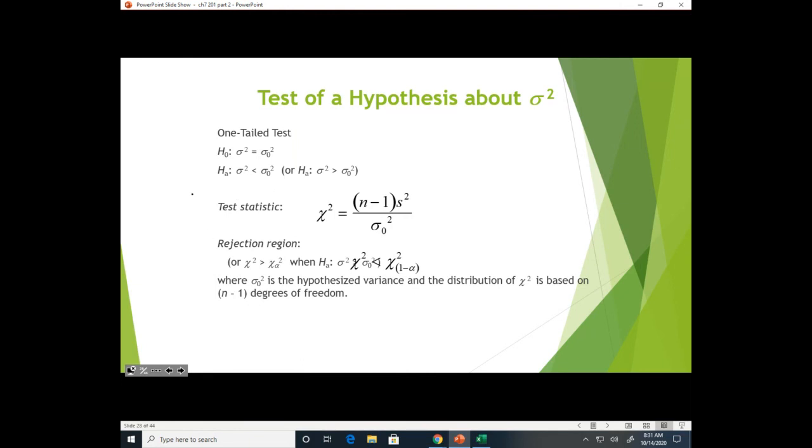Now for this one, we have to use the chi-square distribution. So to get that test statistic, we have our n minus 1 times our sample variance, and we're going to divide it by our population variance. As with the other tests, if our chi-square test statistic is greater than our critical value, then we can reject the null hypothesis. It's another one based on degrees of freedom. We can do a two-tailed test as well. The null is going to be equal, and the alternative will be that it is not equal.